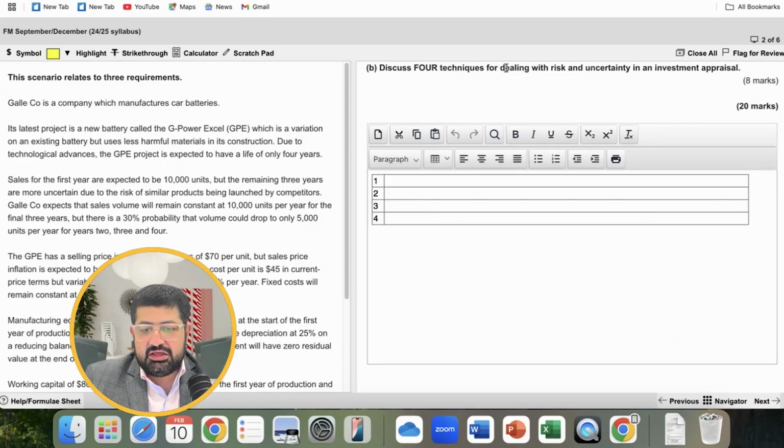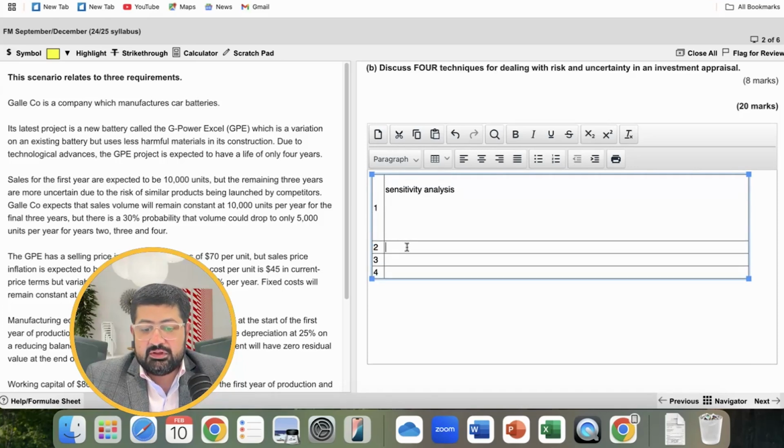Discuss 4 techniques for dealing with risk and uncertainty in investment appraisal. They said discuss, not list. So 4 techniques only, 2 marks each. Discussion means you have to discuss it in depth. Try to link with the scenario where possible. For example, sensitivity analysis is one technique. The second technique can be expected values or probability analysis.